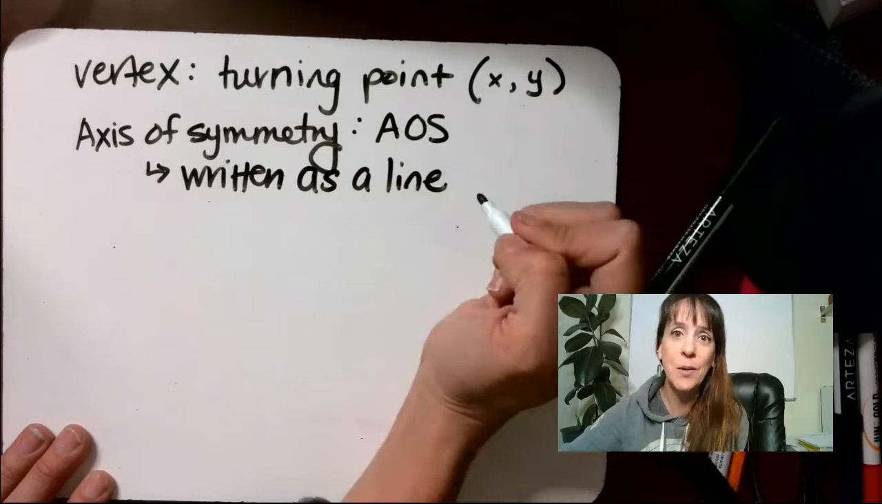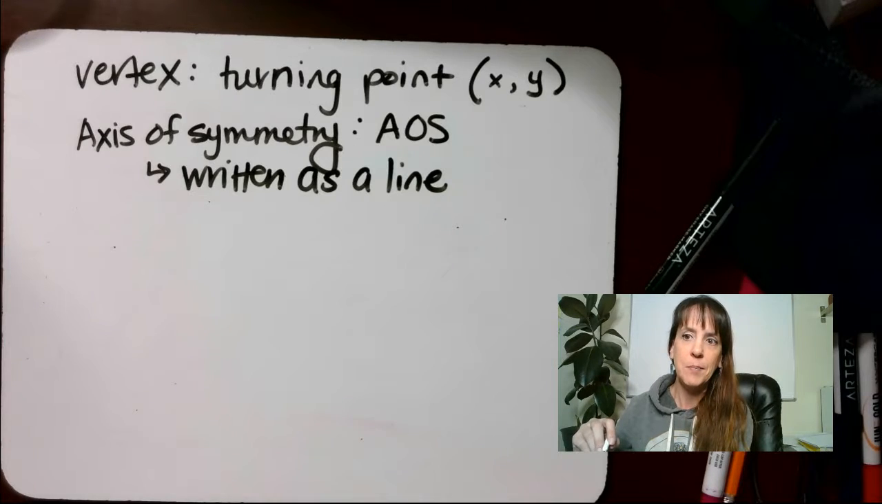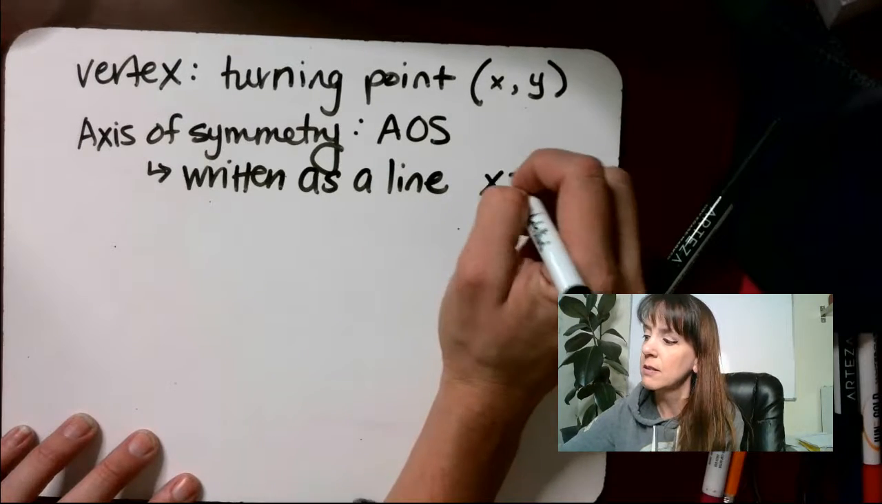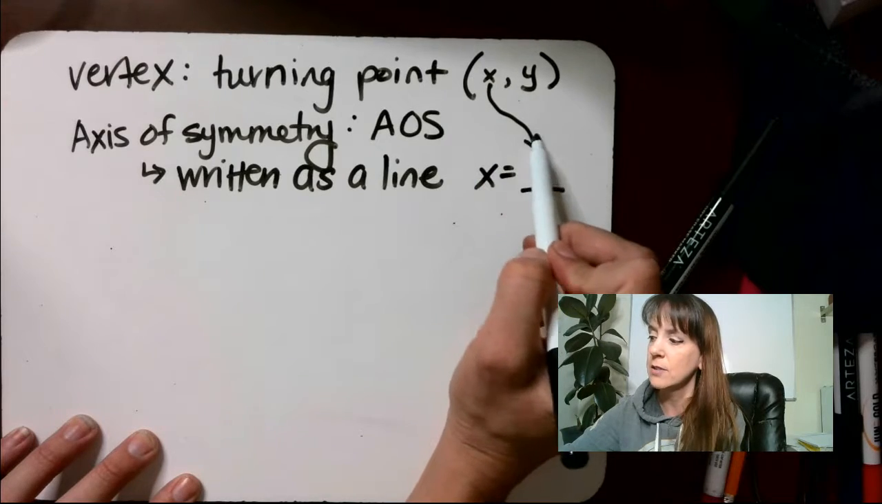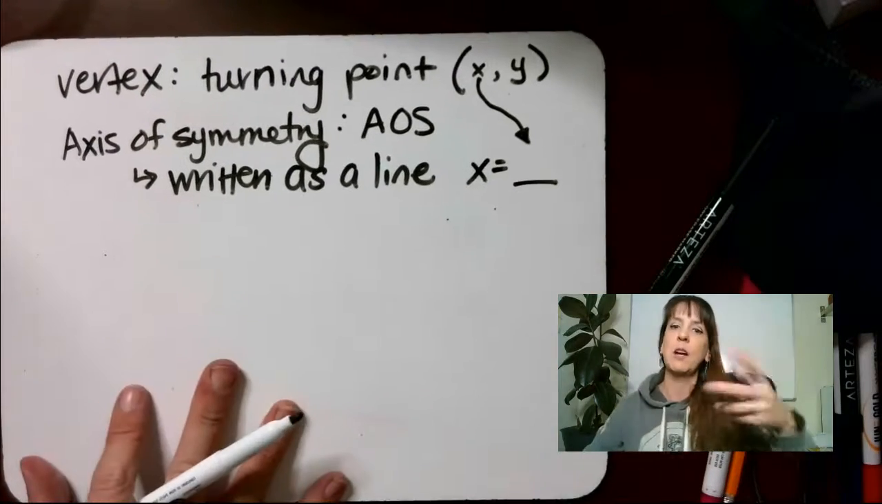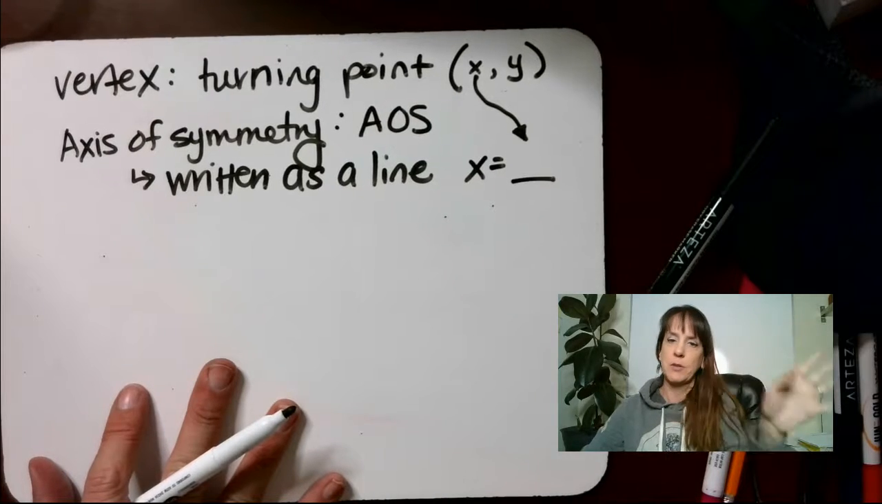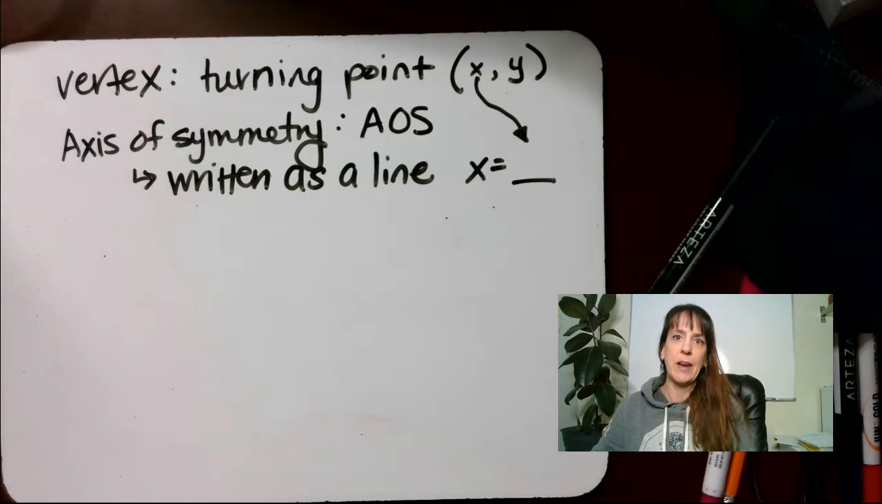and for right now, it will be written as x equals, and then whatever this x is from up here is gonna go here. For right now, next semester, we're gonna talk about parabolas that go open left and right, but for right now, we're just gonna stick with that, okay?